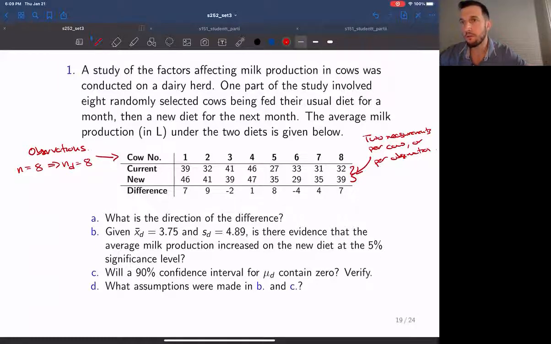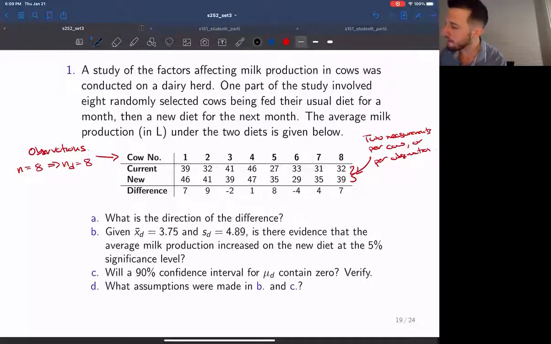So we want to first determine the direction of the difference. This is important because if we are interested in a directional test, the direction of the difference is going to inform whether or not we are performing an upper tail or lower tail test. It's very easy to find the direction of the difference. It simply refers to how the differences were calculated.